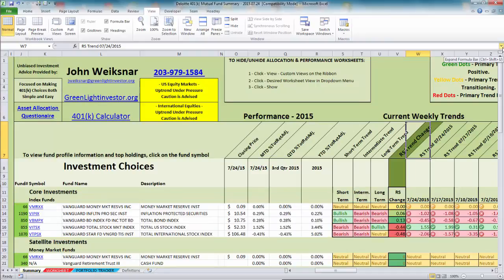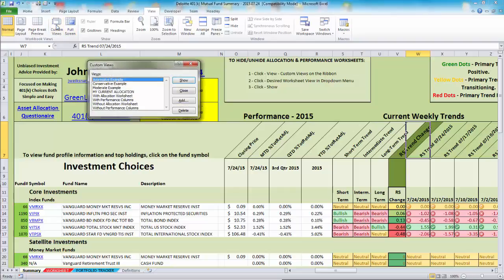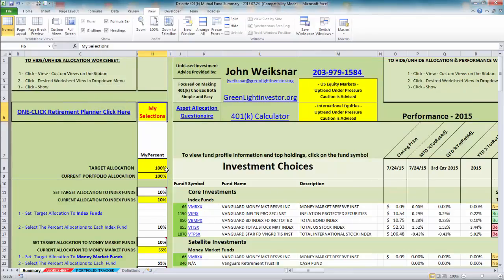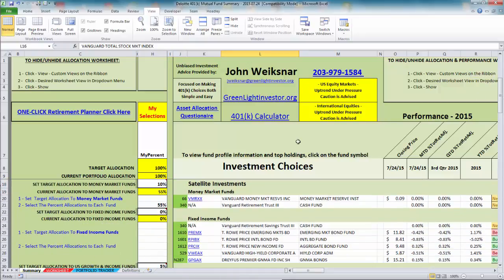And to show you how we can use this worksheet to make investment choices or adjustments to your investment portfolio, we can click on View and Custom Views. In the Custom View section, we have the capital letters that show my current allocation, and that's where you can keep track of what you're currently invested in. If you click Show, you can see how our sample is set up. We're seeing that we have a 10% allocation in the stock market fund. We have a 55% allocation into the Vanguard Retirement Trust, which is a cash fund.